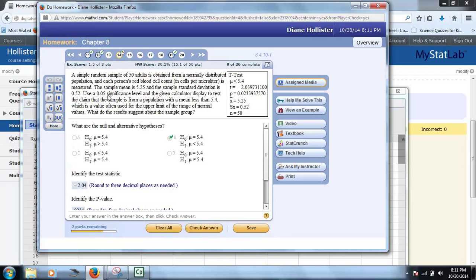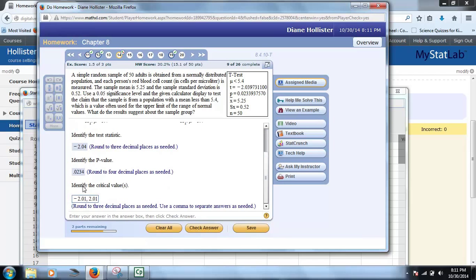Number 14, again, you're going to go through, choose your null and alternative hypotheses, but then notice you are not directly computing anything in StatCrunch. You are using the results in the top right-hand corner of the problem to answer the questions. Here, for example, is your calculated t, negative 2.03973. Here's your p-value or significance value, and then here's your x bar, s, and n. Use those to answer the question, enter the values.